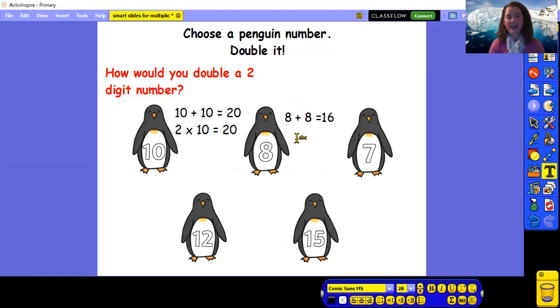So double 8 is 16. And that's the same as saying 2 times 8. Or if we turn it round, 8 times 2 is 16. So well done if you came up with that one.